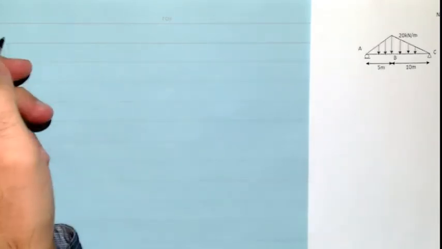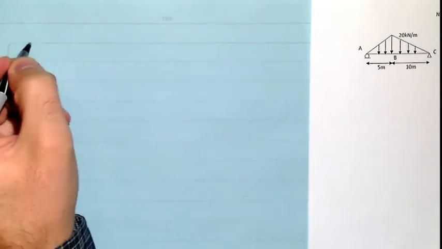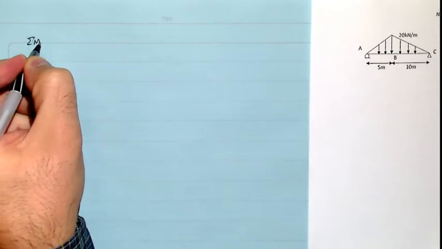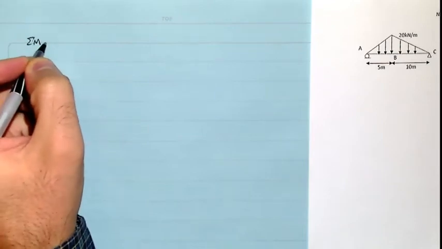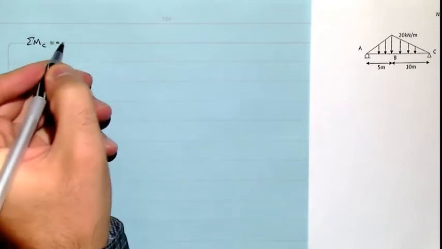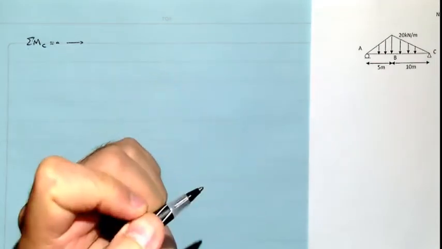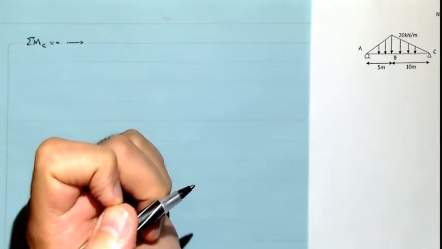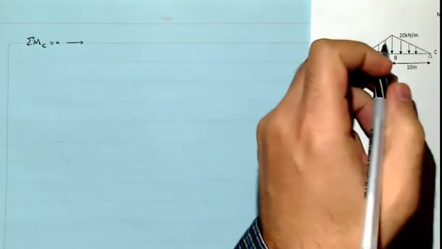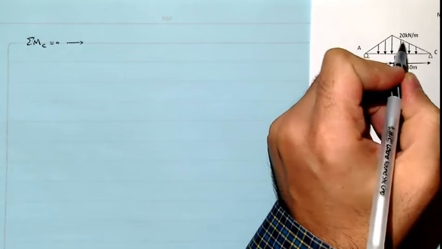First of all, we have to derive the reactions, and the best way would be the calculation of sigma M around one of the points like A or C. In this case I prefer to go with point C, then from there I would be able to derive the reaction at point A. In that case, we have to concentrate on this part, which is the distributed load.